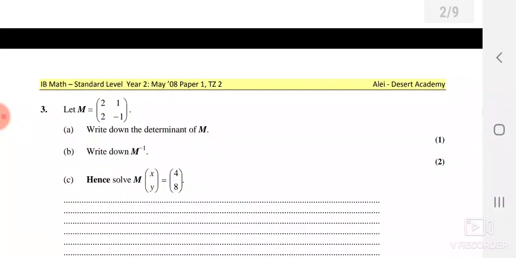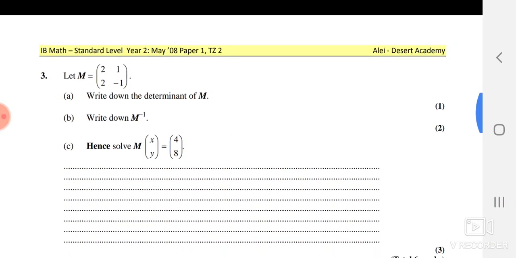Now I'm moving toward question 3. Write down the determinant of M. I think you already know, it's very simple. Just multiply 2 with minus 1, the elements of the diagonal, and then subtract the product of the elements of the second diagonal.